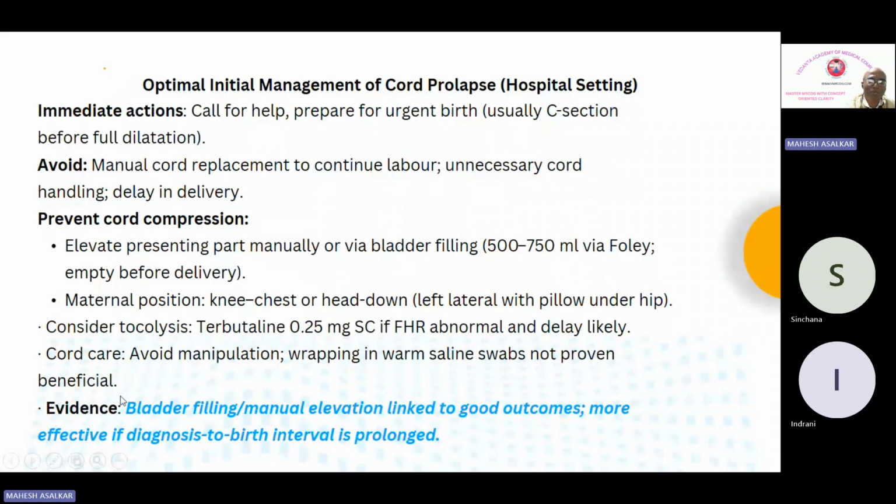Okay, what does the evidence say? Bladder filling and manual elevation are linked to good outcomes and are more effective if the diagnosis-to-birth interval is prolonged. So this is the concept they are likely to test from the scenario. They will expect you to answer bladder filling or manual elevation of the presenting part.